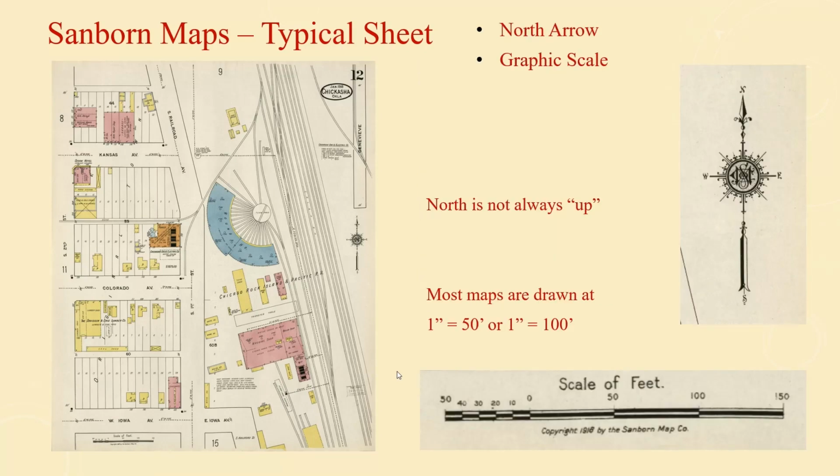Every sheet will have a north arrow, and somewhere on the sheet, they just fit it in wherever they could. The north is not always up. They arrange these sheets to fit the information on there the best way it would fit.